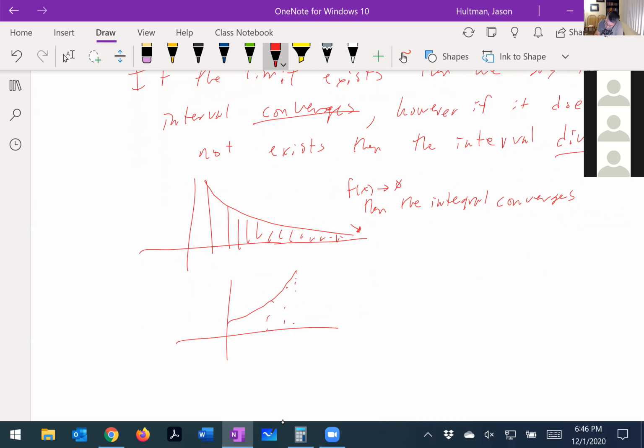Okay, if this thing gets bigger, however, say that it goes like this, and it gets bigger and bigger and bigger, I'm just going to be adding more and more area as this thing goes to infinity, right? If this thing doesn't go to 0, it's going to go to infinity. I'm just going to be adding more and more area under that curve. I'm just going to be piling up. So this integral diverges.